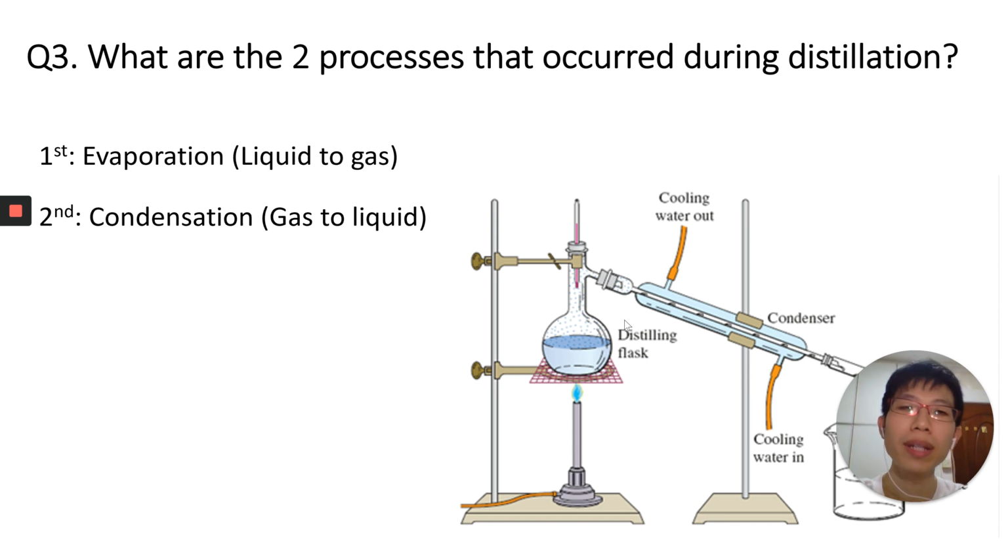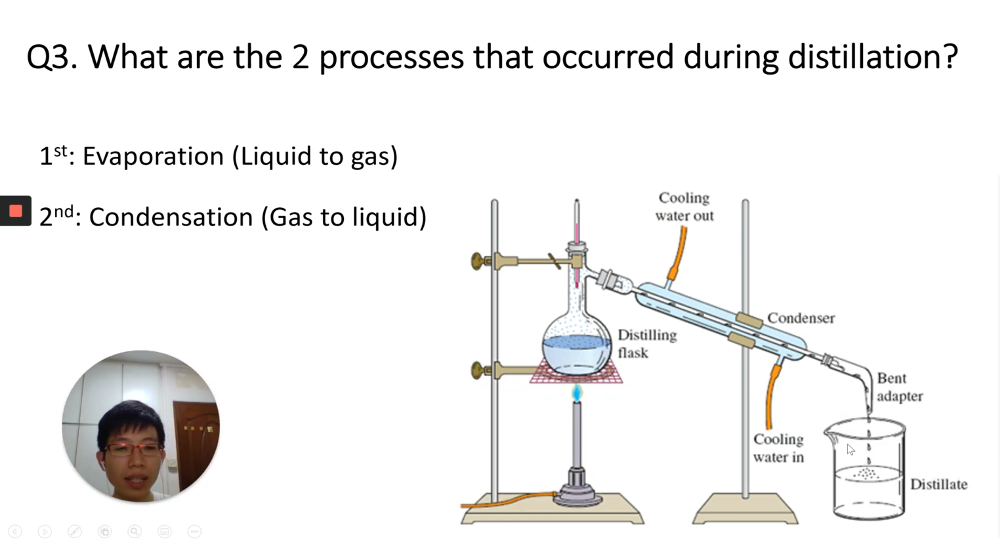So what are the two processes that occur during distillation? The first process is evaporation, whereby the liquid is converted to a gas. And the second process is condensation, whereby the gas is condensed to liquid. So the water inside this solution is being evaporated over here. And when the water vapor or steam has nowhere to go, it is forced to enter this condenser. And this condenser will cool down this water vapor or steam, and the gas will be converted to a liquid. And that's why we can collect all our distillate in this beaker.